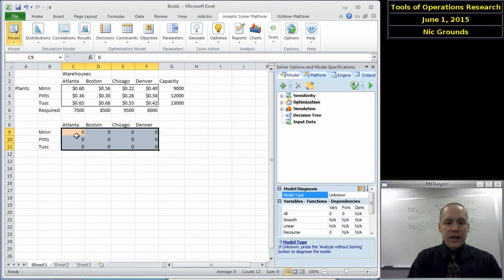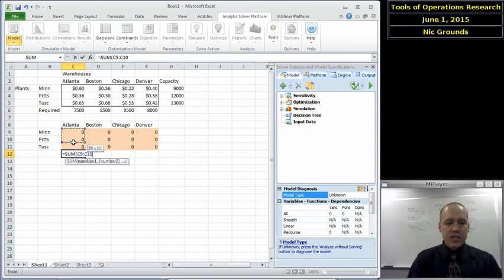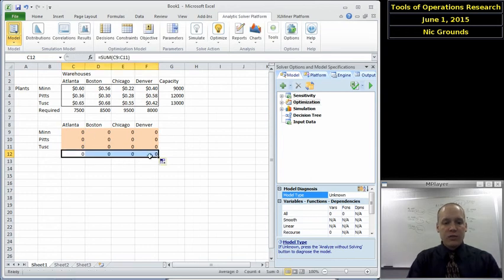We might imagine that there's ways we can guess and find out ways to add up all that gets shipped to Atlanta here in column C, rows 9 through 11. We want that to add up to what Atlanta needs, which is 7,500. So here I'm going to calculate how much gets shipped to Atlanta as the sum of those three and copy that formula over for each of the other warehouses.